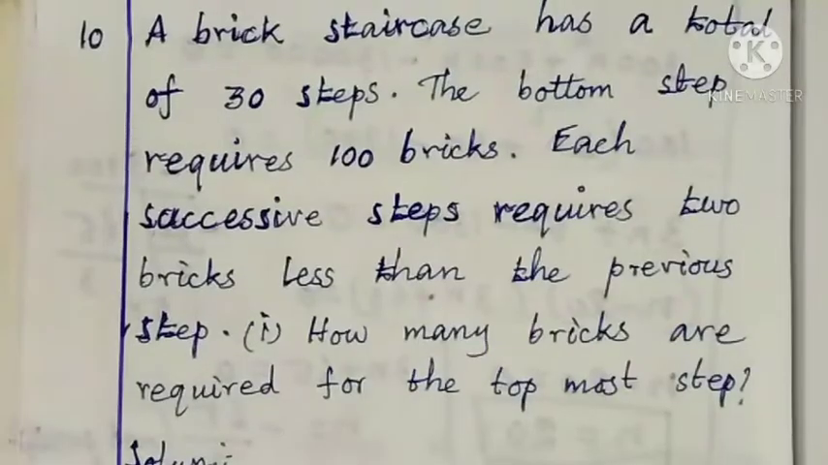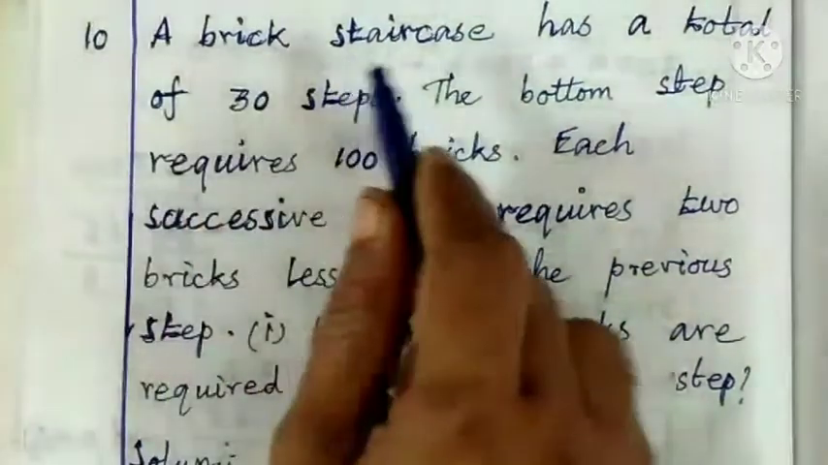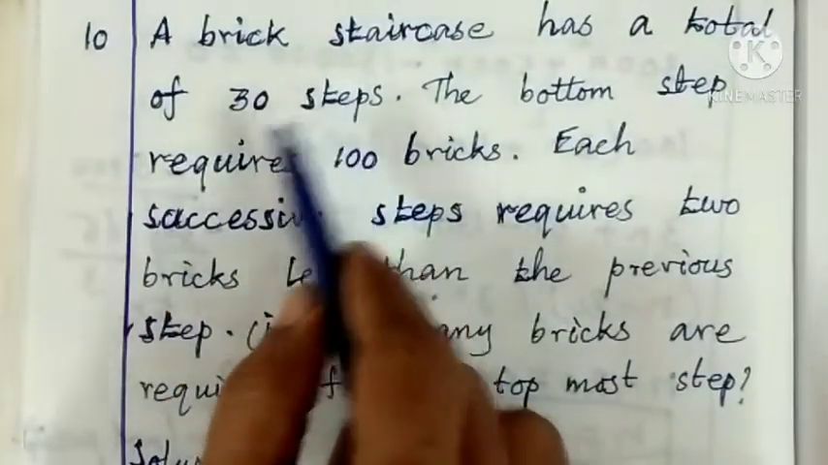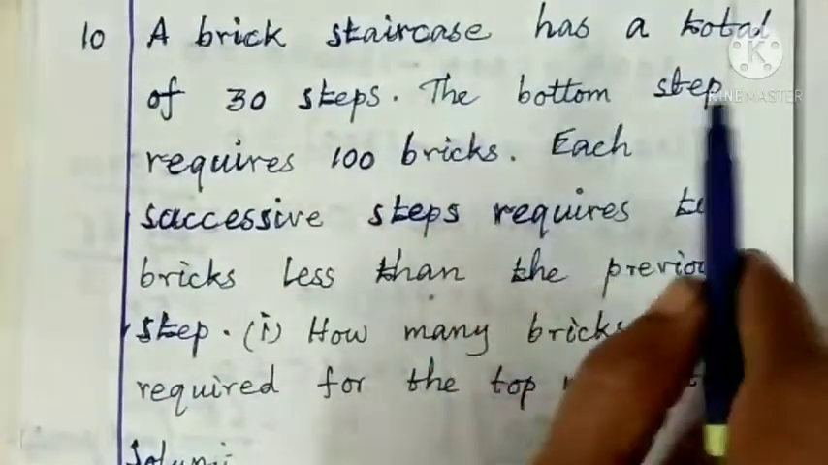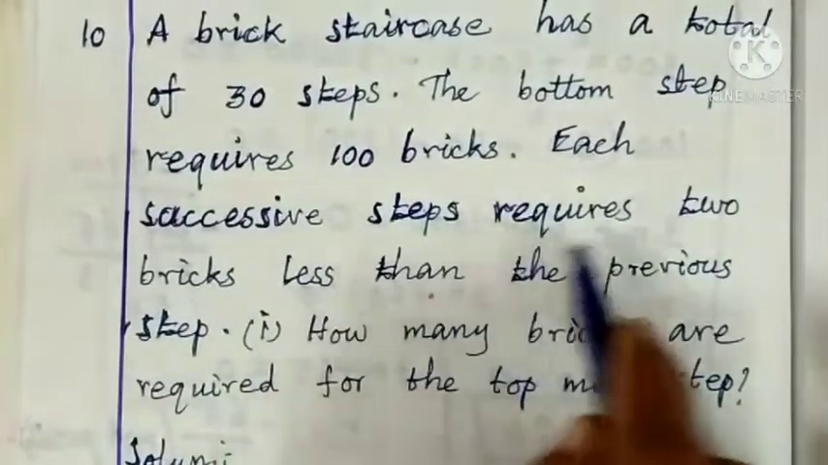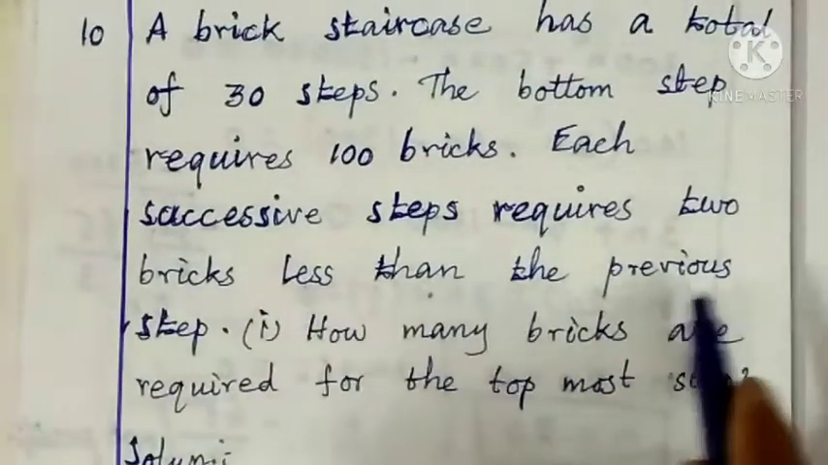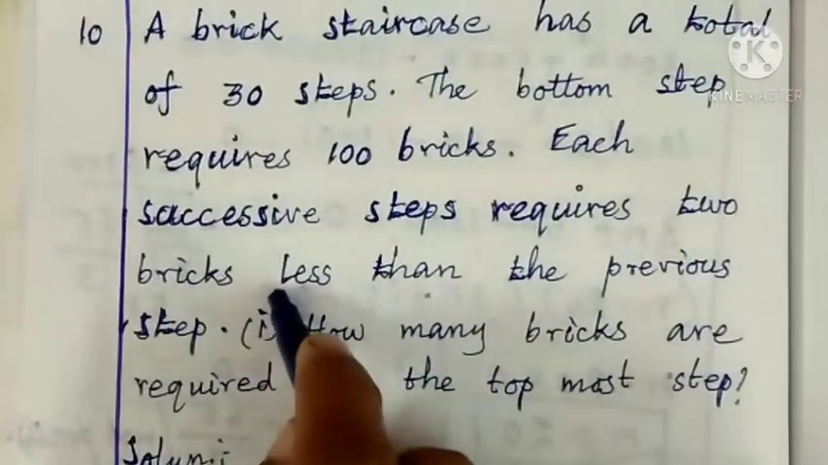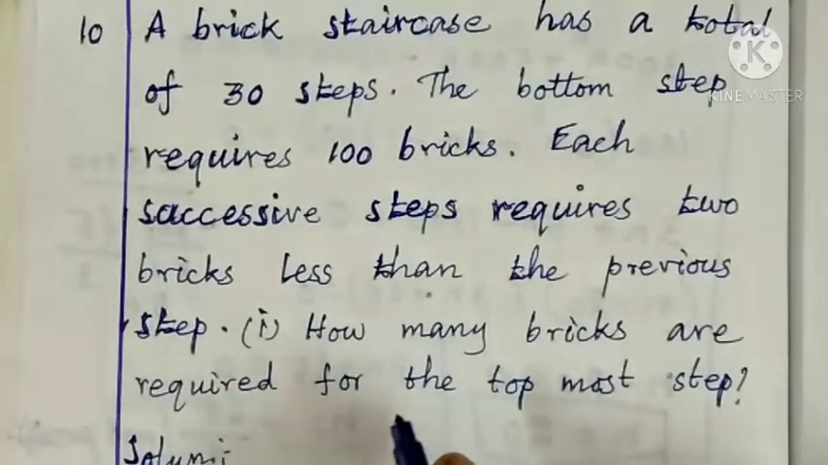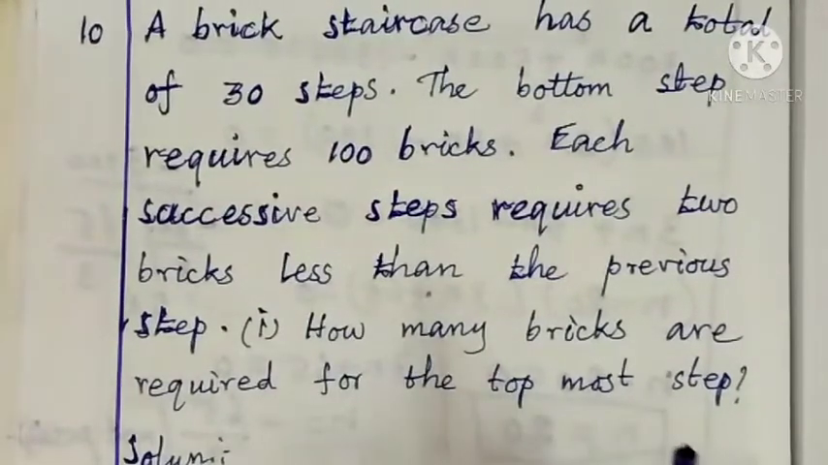Now, we move on to the 10th sum. See the question. A brick staircase has a total of 30 steps. The bottom step requires 100 bricks. Each successive step requires 2 bricks less than the previous step. Here we need to find how many bricks are required for the topmost step.